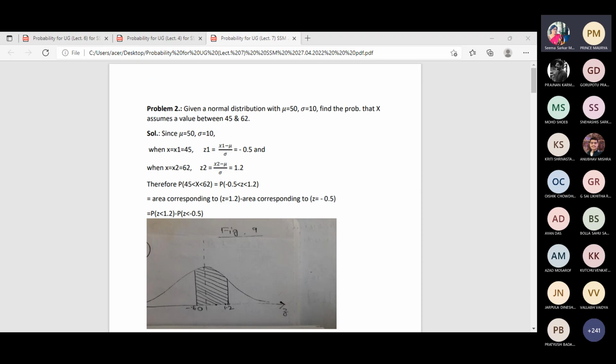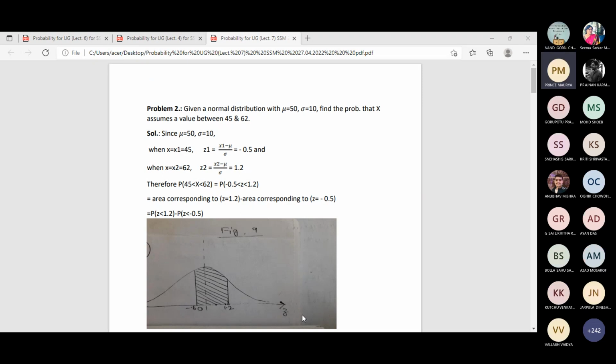And ma'am, after that, in that question, mu and sigma will also be given. Mu and sigma for Z value are always 0 and 1. As I have mentioned, for the standard normal variate, your mean is always 0 and standard deviation is always 1. Am I clear? Yes, ma'am. Have you understood that?